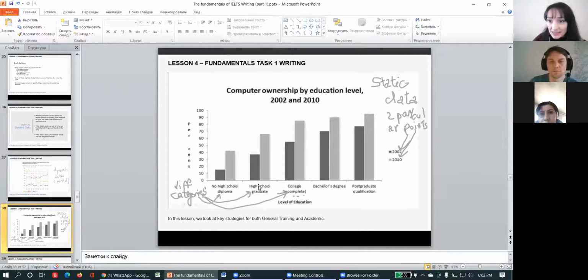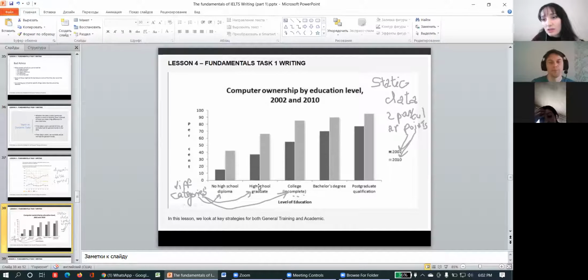An example of static data is this. It says computer ownership by education level 2003 and 2010. See, you have 2 points only. Yeah, this chart is categorical. The previous was on the timeline. So timeline is dynamic and categorical is static.